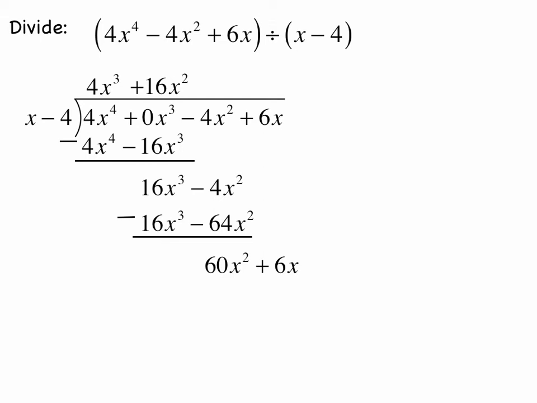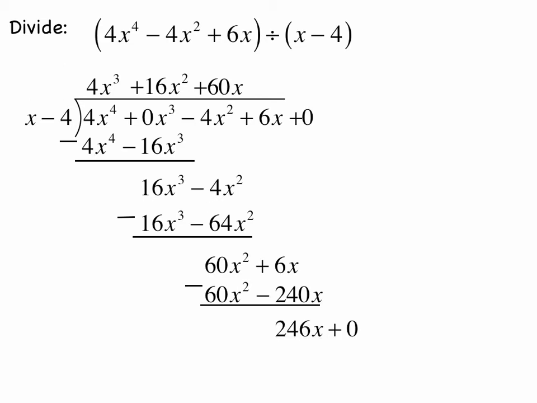60x squared divided by x is a positive 60x. I multiply this back again and subtract. Be careful, I'm subtracting a negative, and I have a 264x plus 0. Now, when do I know when I can stop? When I can't divide anymore.